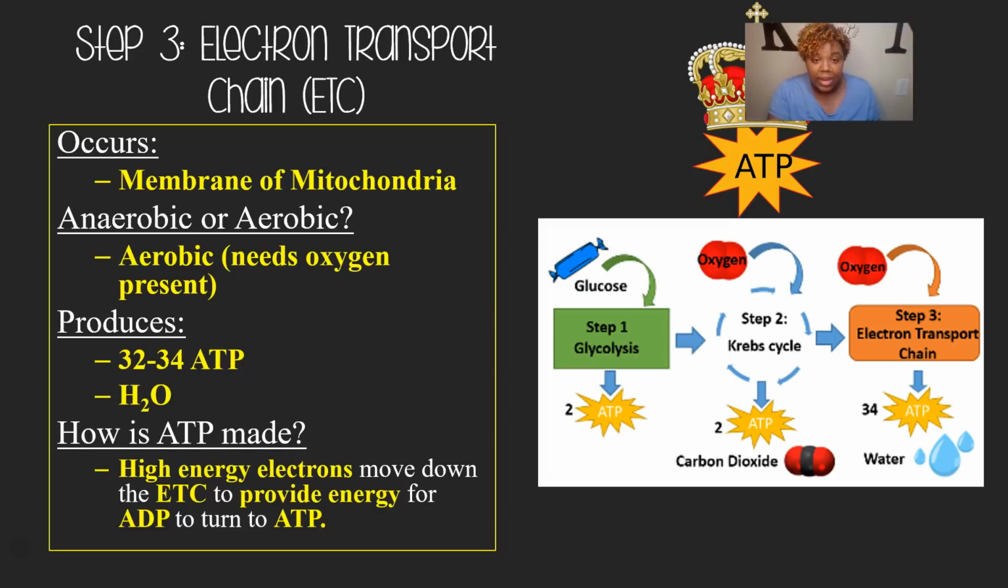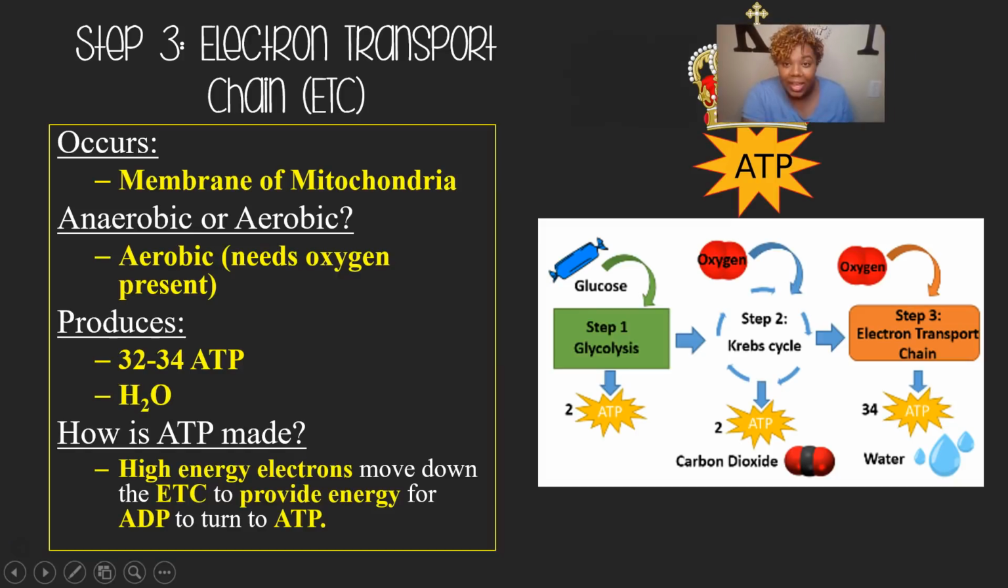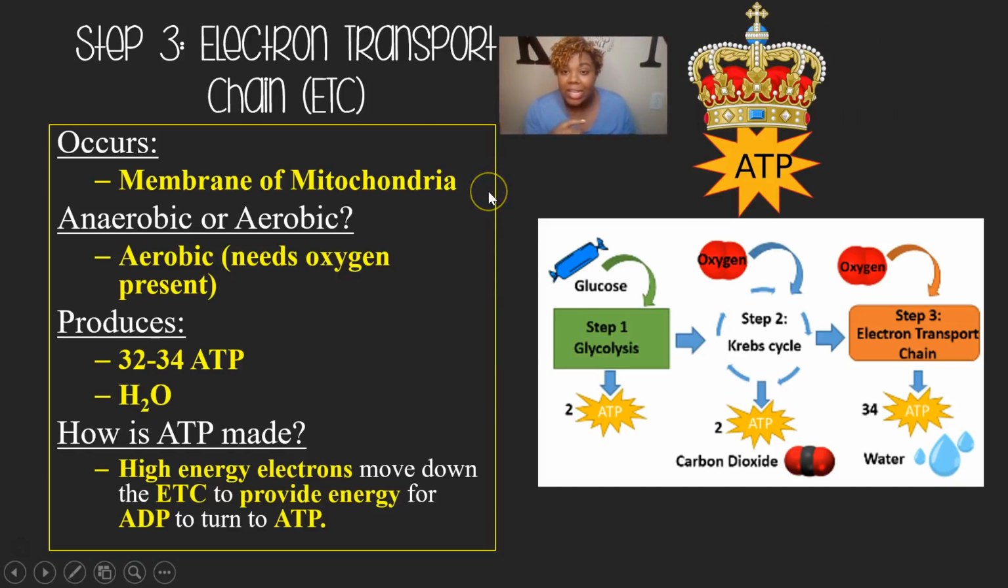Then we have the electron transport chain. So the electron transport chain occurs in the membrane of the mitochondria. So it's like that outer layer part of the mitochondria. That's where electron transport chain occurs. Please do not remove that from your mind because that is a question on your test.